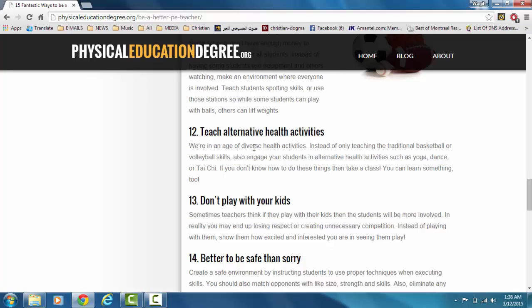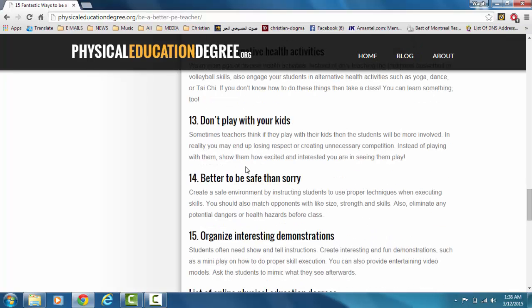The 12th point says that you should teach alternative health activities. Like if someone doesn't like volleyball, they don't like basketball, basically if they don't like sports, you could teach them healthy activities like yoga, dance, or tai chi. That way if they don't like sports, they can still stay healthy by doing something else.